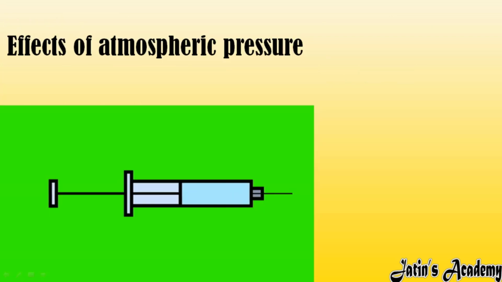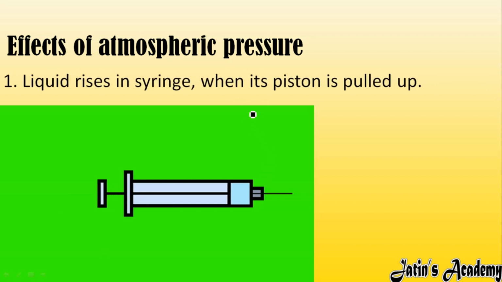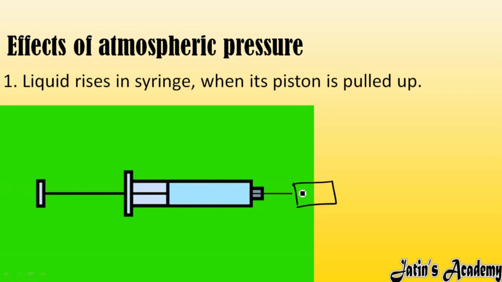Okay. Next topic, we are going to see the effects of atmospheric pressure. Now we are going to study what the effects of atmospheric pressure are in our daily life. First, liquid rises in a syringe when the piston is pulled up. In this kind of injection, when we have a bottle of medicine, the medicine will move from the bottle into the syringe when the piston is moved backward.